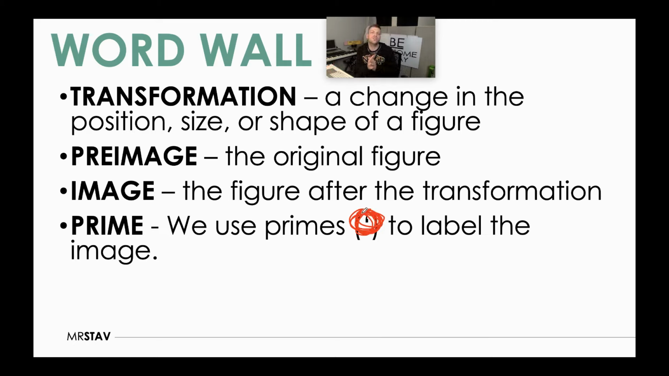We're going to use this to label not the pre-image, which is the starting figure, but the image, which means after the transformation. So we're going to use this to show that a change has occurred. So this would be phone, and then we're going to translate it over here, and this would be phone prime. Phone before the change, phone prime after the change. You're going to see that a lot this week as you do your stuff.